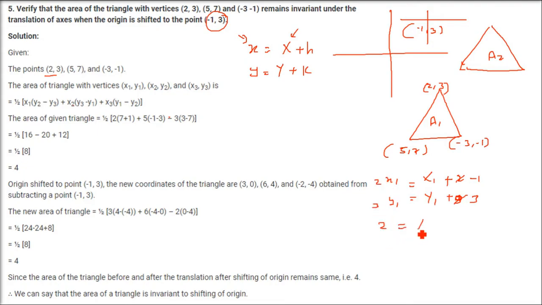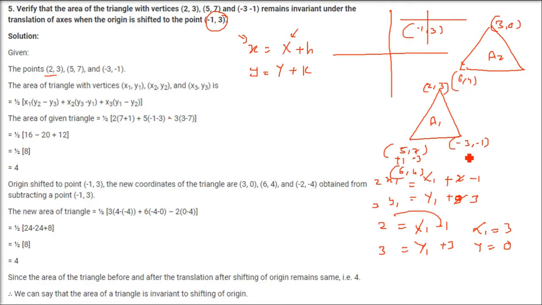Now x1 and y1 initially were 2 and 3, so 2 equals X1 minus 1, and 3 equals Y1 plus 3. So X1 can be found as 3, and Y1 can be found as 3 minus 3, that is 0. So X1 is 3 and Y1 is 0. So the final, that is the shifted values, will be (3, 0). Similarly here 5 minus (-1) is 6, and 7 minus 3 is 4. The second point is (6, 4).